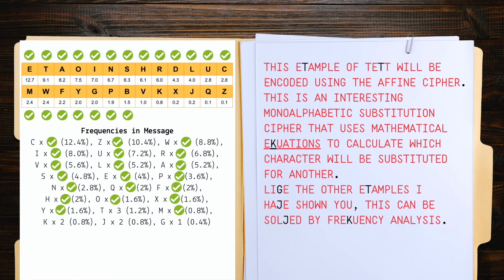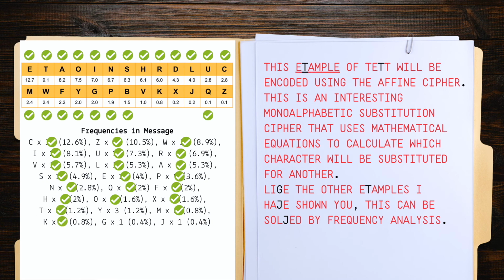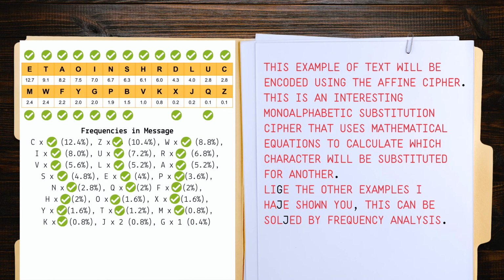This word must be equations, so K represents Q. This looks like example. We have just 2 letters left now. These can be solved by plugging in the 2 most likely letters. V replaces J and K replaces G. So, that's how you perform frequency analysis.